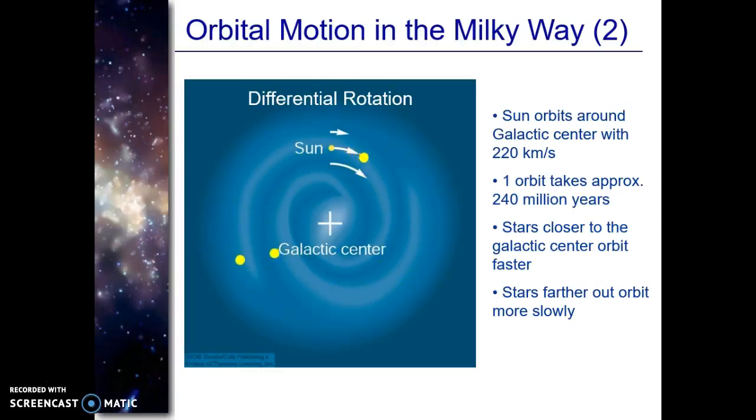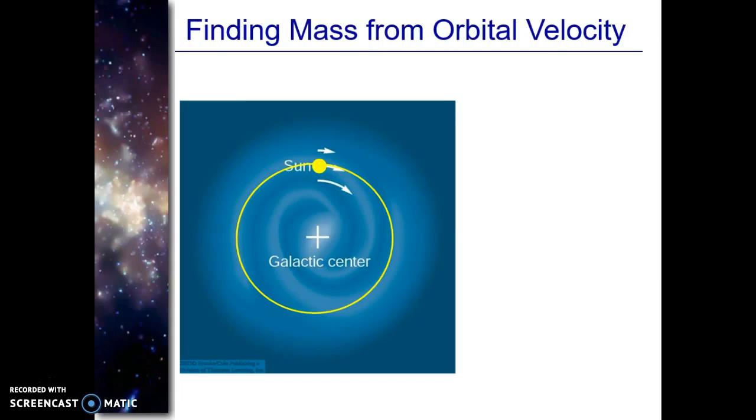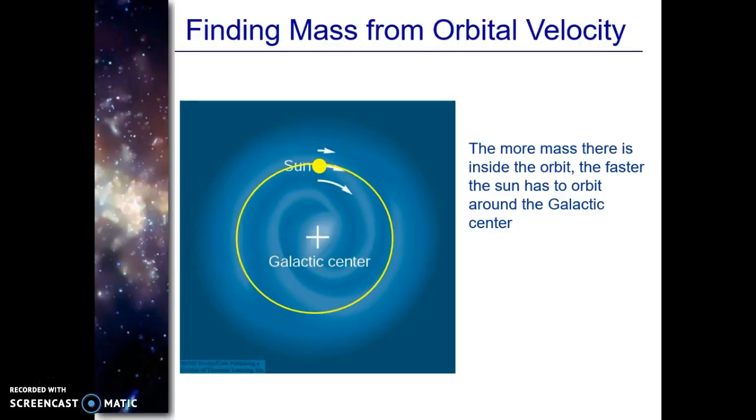Well, think about it. The ones in the center have less space to cover, and the ones on the outside have more space to cover. So that would make more sense, right? All right, so how can we find mass from orbital velocity? Well, the more mass there is inside the orbit, the faster the sun has to orbit around the galactic center. So what's another way that we can say that? The mass of the galaxy can be found from its rotation curve.